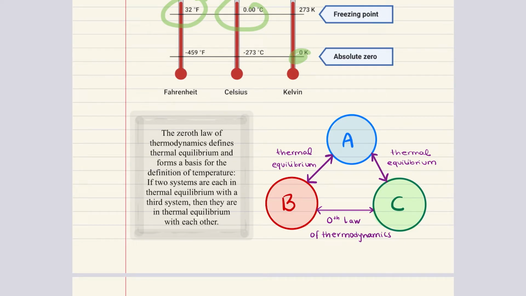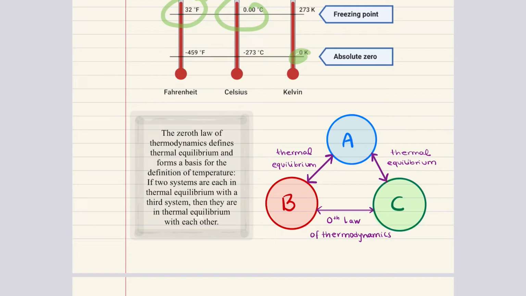All right, now that we've refreshed on that, let's learn about the zeroth law of thermodynamics. The zeroth law of thermodynamics provides a foundation for the concept of temperature. It asserts that if two systems are in thermal equilibrium with a third system, they are also in thermal equilibrium with each other. This law implies that temperature is a fundamental and measurable property that can be used to determine the thermal equilibrium state of multiple systems.